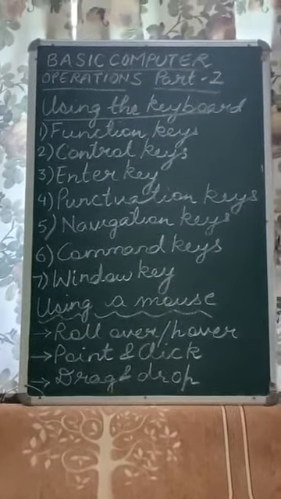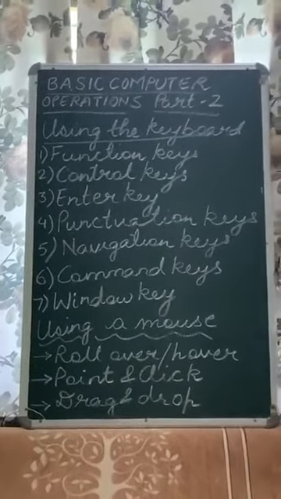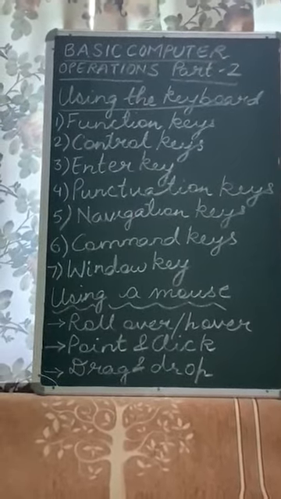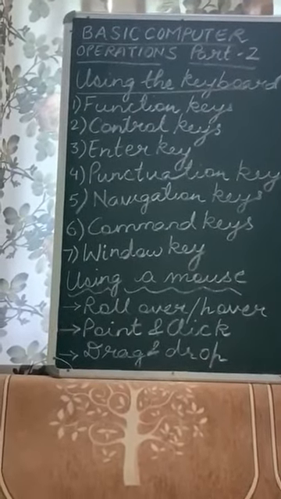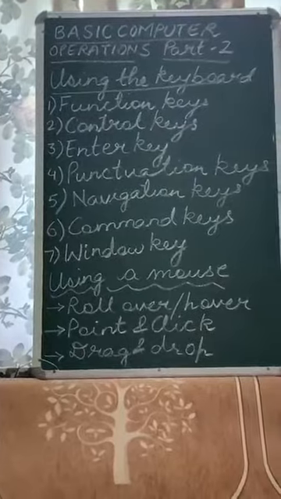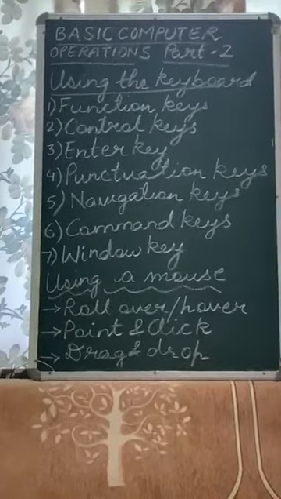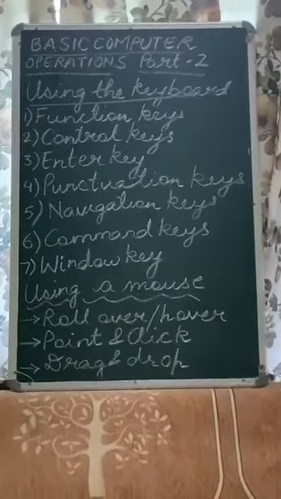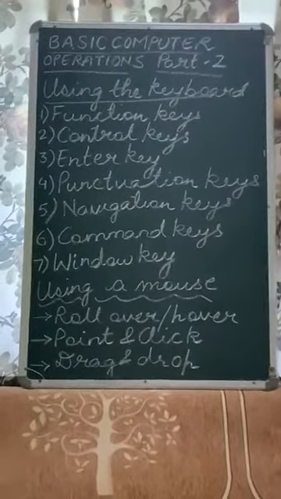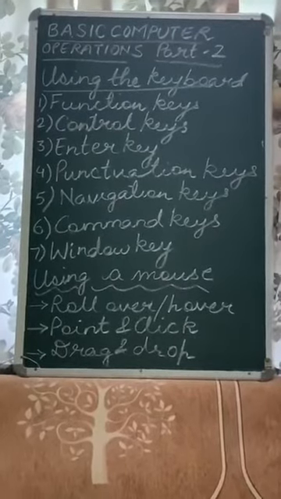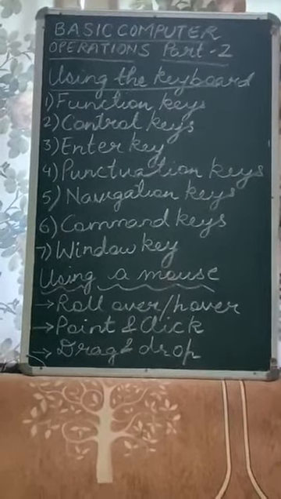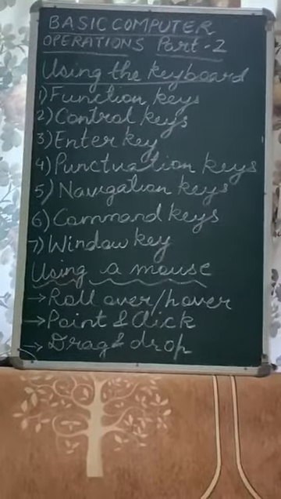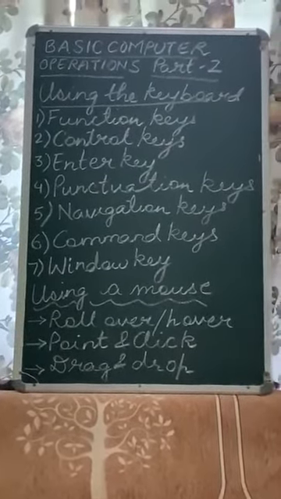Now what is a keyboard? A keyboard is an input device that is used to type text, numbers and commands inside the computer. Now there are various types of keys in a keyboard. The first one is the function keys. At the topmost of your keyboard you can see various function keys labeled F1 to F12. As the name suggests, they are used to perform specific functions.